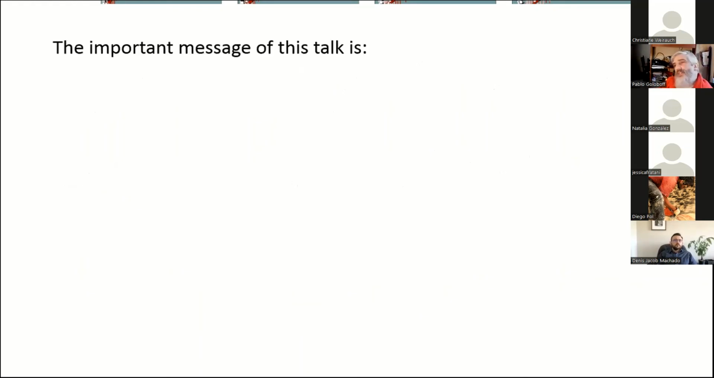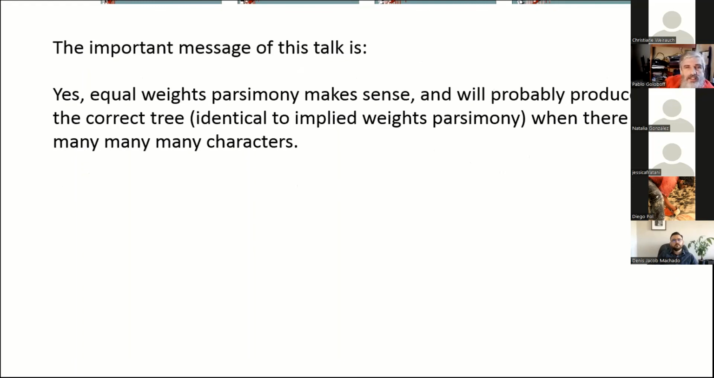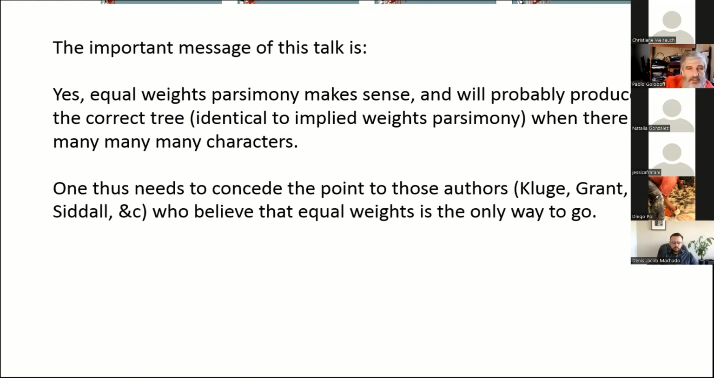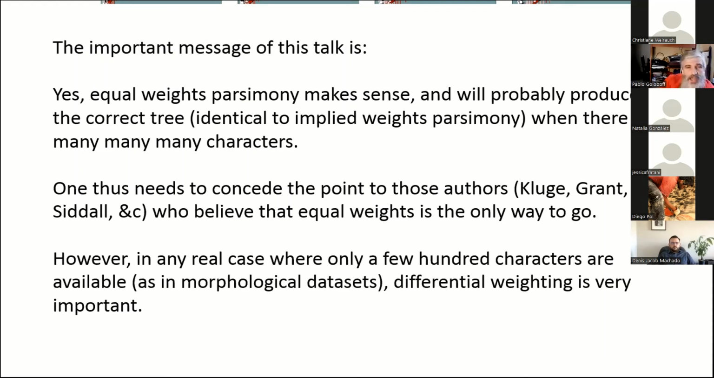So the important message of this talk is, yes, equal weights parsimony makes sense and will probably produce the correct tree, identical to implied weights parsimony, when there are many characters. So one does need to concede the point to those authors like Kluge, Grant, Siddall, etc., who believe that equal weights is the only way to go. However, in any real case where only a few hundred characters are available, as in morphological datasets, differential weighting is very important and something you should consider very seriously.